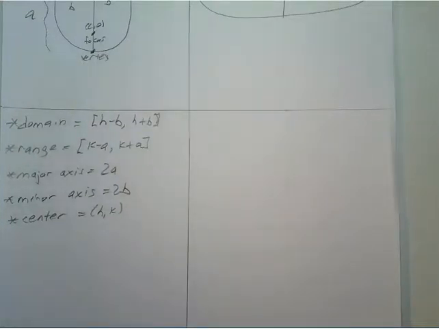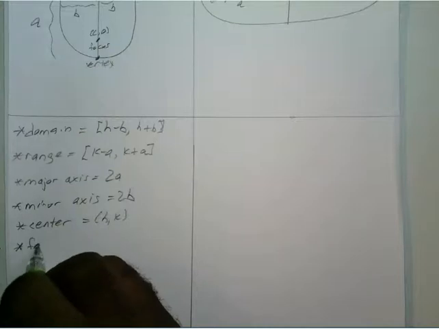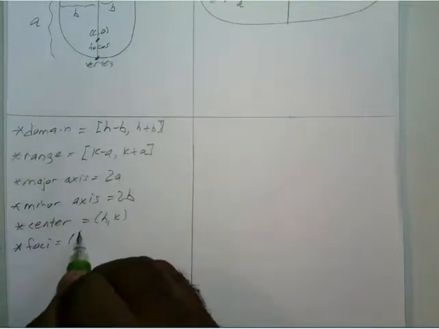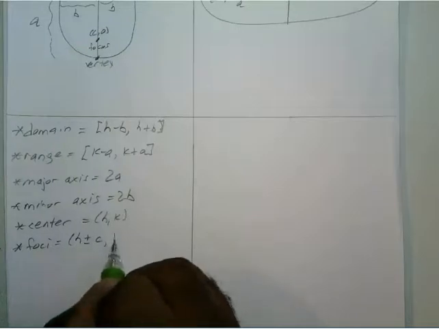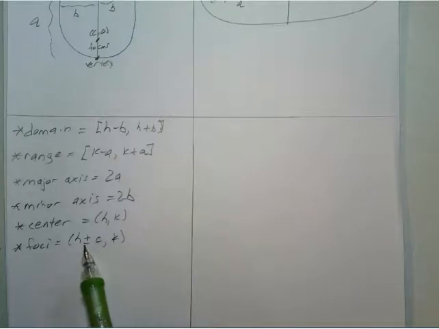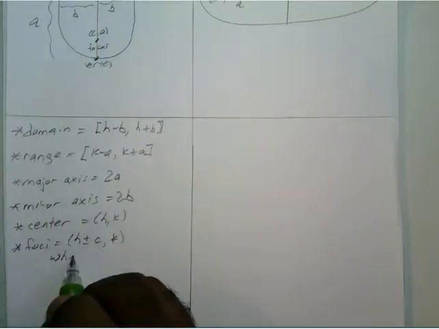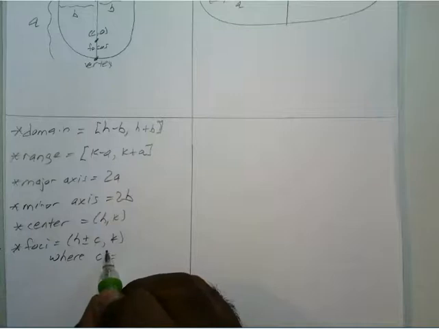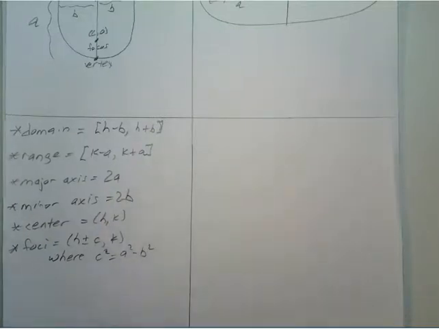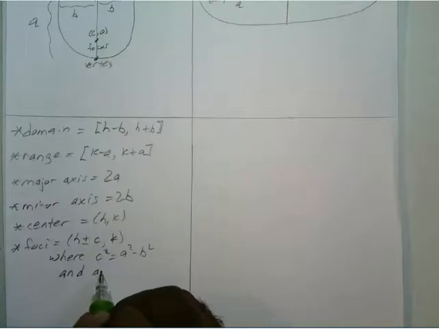But now we're going to look at how to find your foci when you're actually just given a few details. So if you're looking for your foci, that's (h plus or minus c, k). So wherever your center is, if you know your c value, you just add and subtract, and that will be your foci. Because remember, c squared is equal to a squared minus b squared. So if you know your a value and your b value, you can find your c value. Okay, and we also know that a will be greater than b.